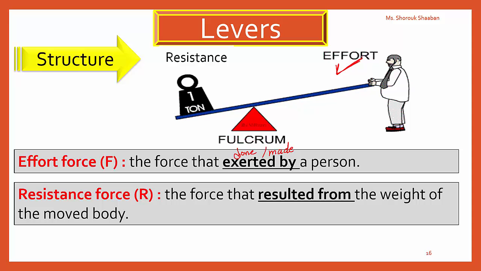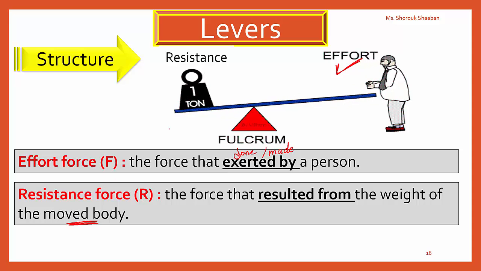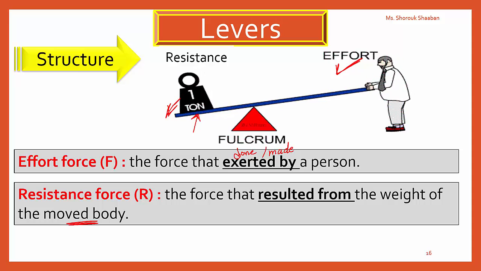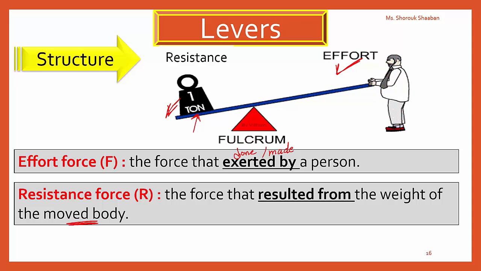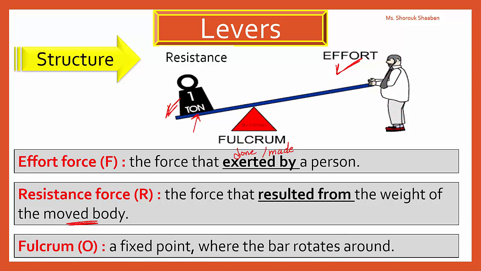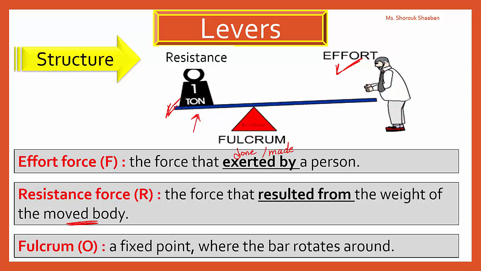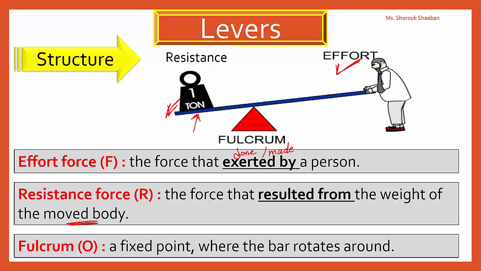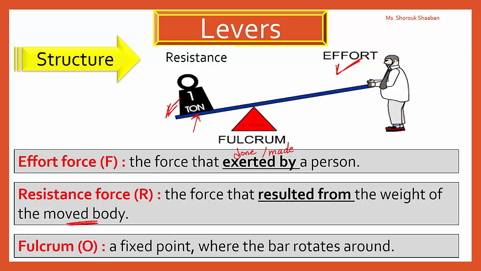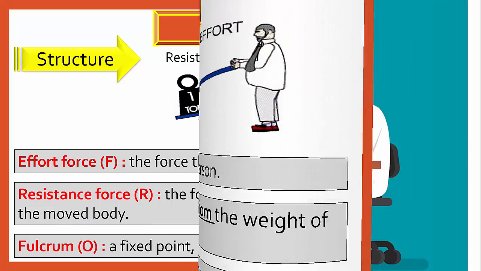Resistance force, the force that resulted from the weight of the moved body. It comes from the moved body. What I'm working on, this is what I'm working on. So this piece of the lever is my resistance force. Finally, fulcrum, a fixed point. As I told you, it is not moving, but on this point, the bar rotates around. This is all the definitions we have.